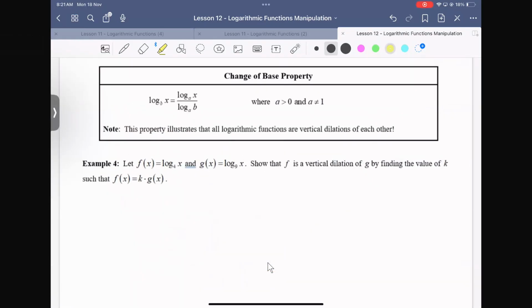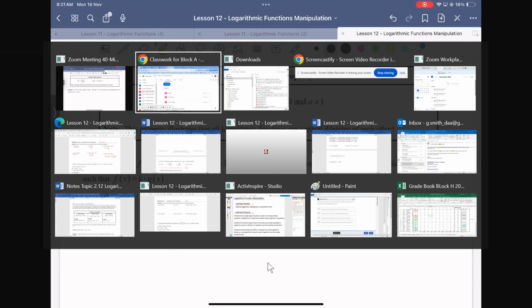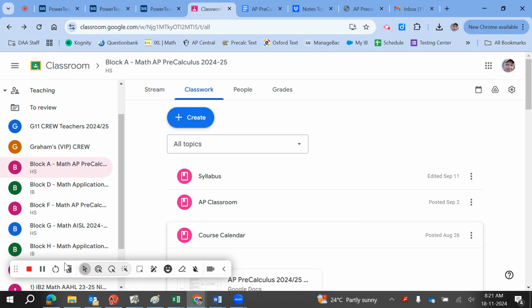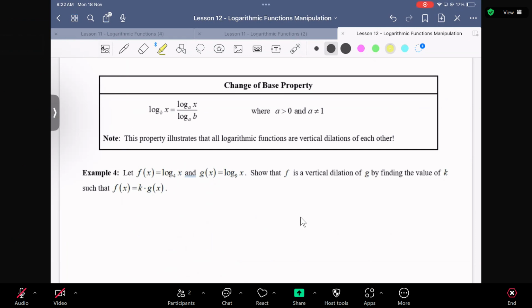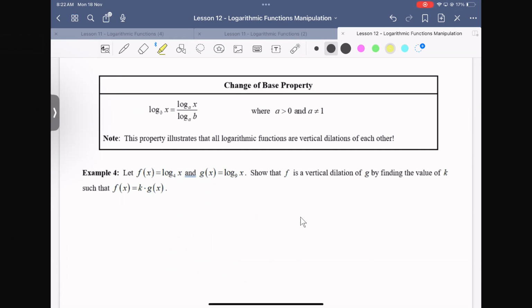All right, change of base formula, a favorite. Have a go at using the formula to have a go at this question. Let's have a look. So, what have we got? We've got f of x is equal to log base 4 of x, and g of x is log base 9 of x. Show that f is a vertical dilation of g.